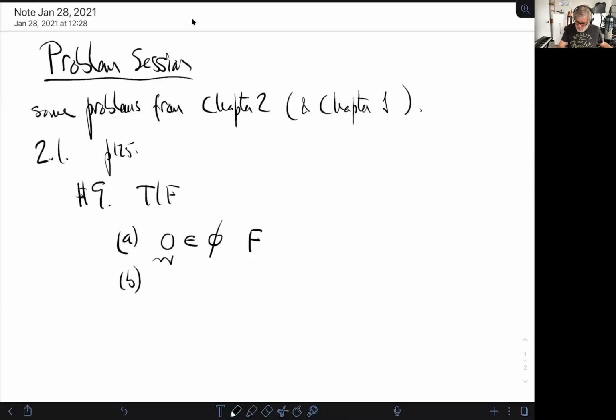B. The empty set is an element of the set consisting of the single element 0. So this is also false, right? Because this set contains exactly one element, which is 0. And this claims that the empty set, which is not 0, is an element of this set. So this is not true, right?